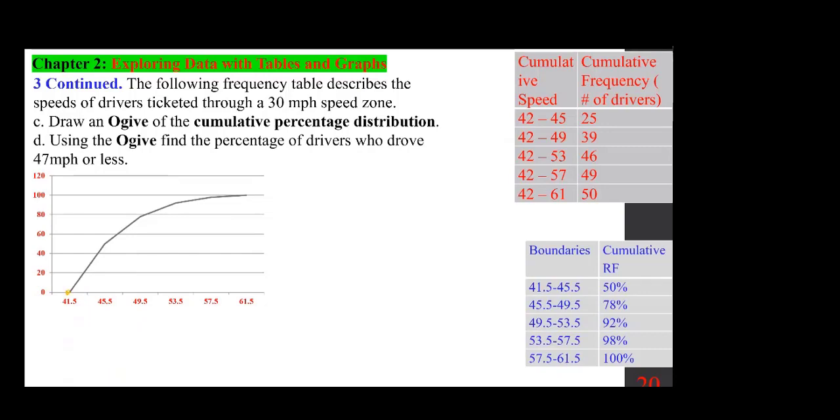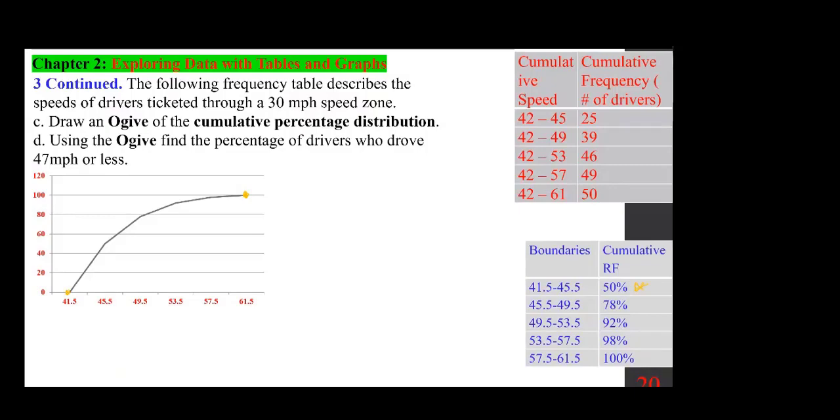Now, when you look at this number, this one corresponds to the upper boundary of the first class. So take a look. By the way, I hope you see that these are percentages. That's why we end up all the way to 100%.